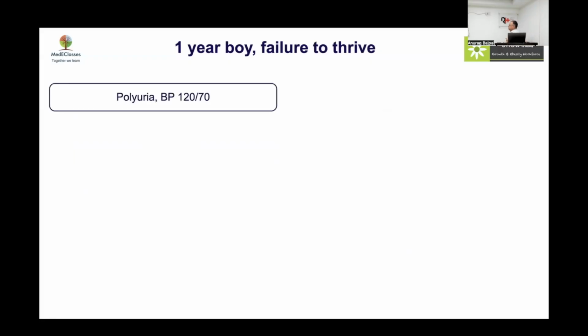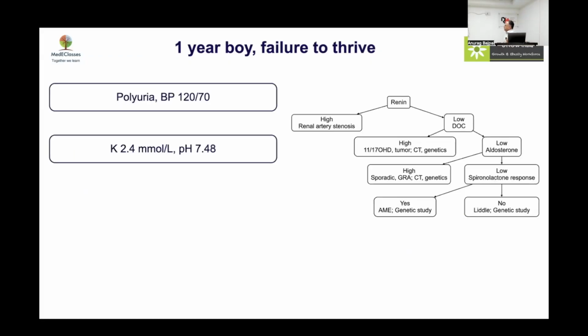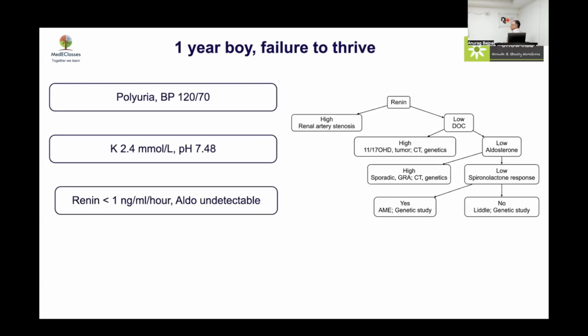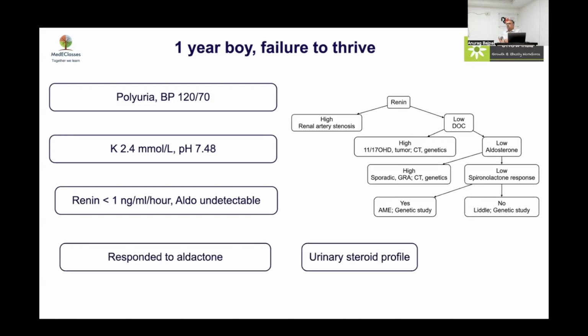1-year-old boy with failure to thrive, polyuria, hypertension, potassium is low, pH shows alkalosis, renin aldo undetectable. So what do you think? Now you start thinking of more early onset causes. So we have two possibilities: congenital 11 beta hydroxylase deficiency or Liddle. Yes. So urinary steroid profile or response to aldactone will give you a clue.